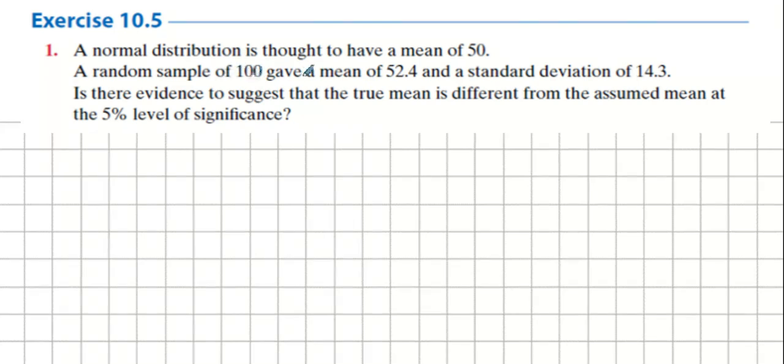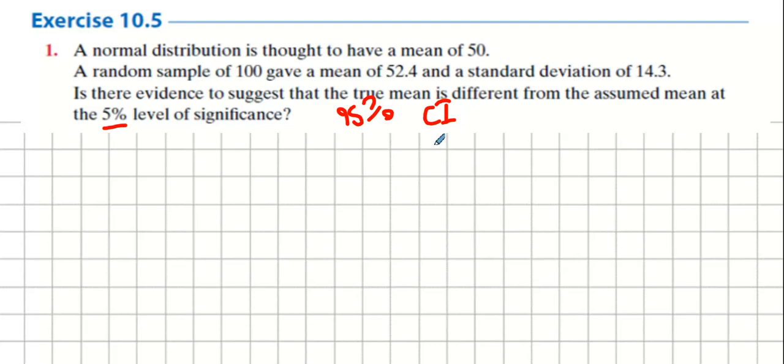A random sample of 100 gave a mean of 52.4 and a standard deviation of 14.3. Is there evidence to suggest that the true mean is different from the assumed mean at the 5% level of significance? This is a test. Be honest, what does a 5% level of significance basically mean? A 95% confidence interval. Okay. So I'm going to show you maybe one or two different ways to do this.